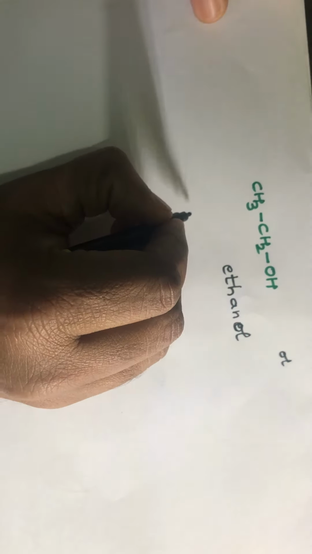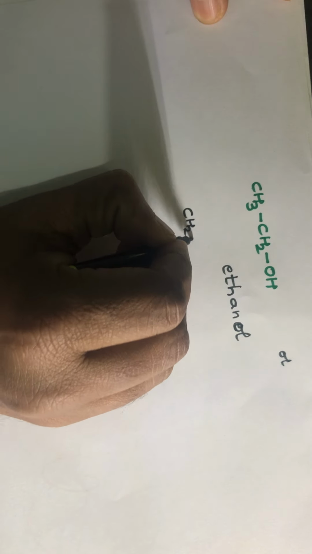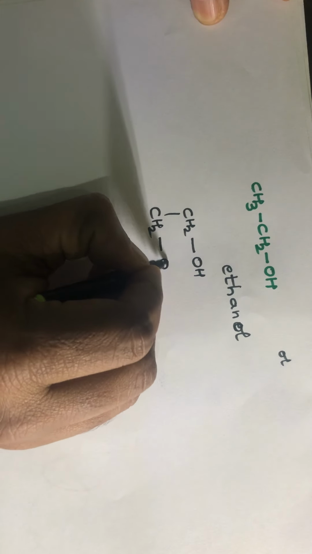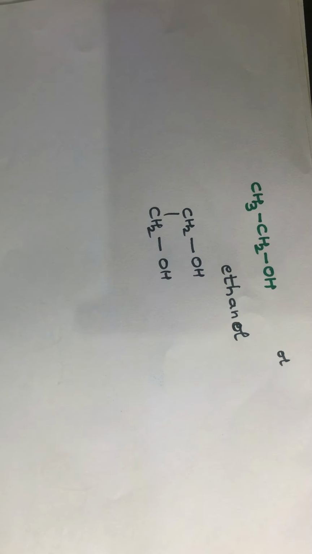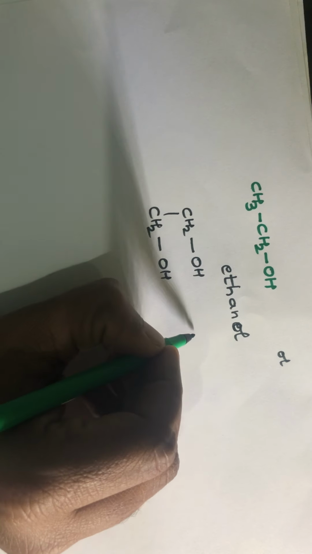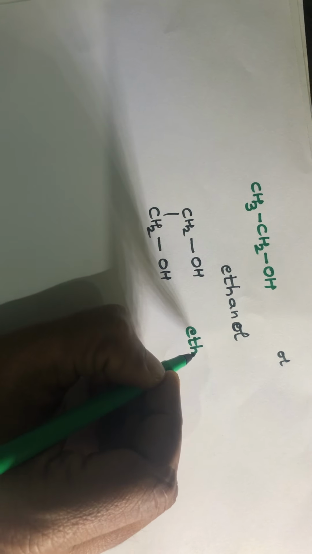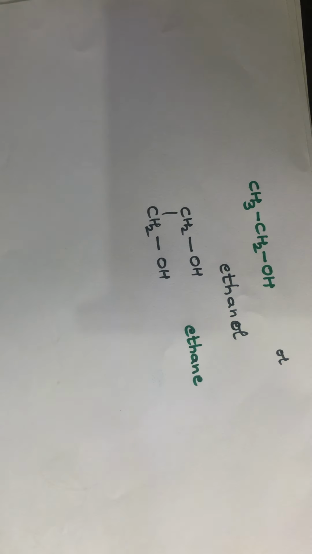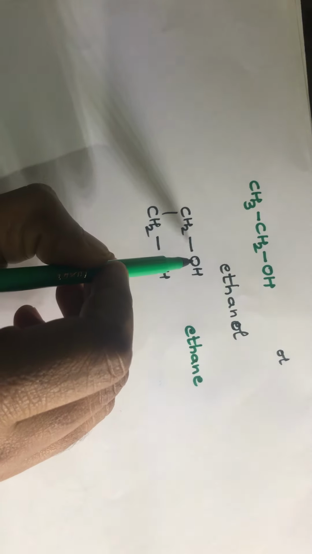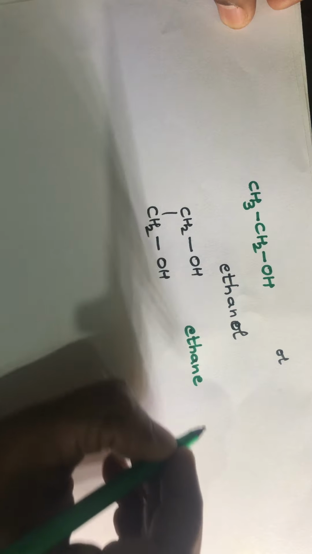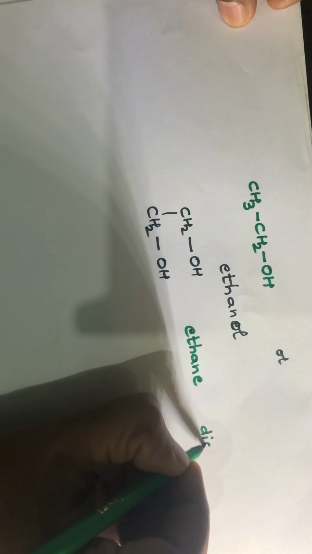Okay. If the molecule is like this, CH2OH, CH2OH. Let us see this. Right now, first the number of carbon atoms. How many carbon atoms? 2 carbon atoms. So root word eth. Carbon-carbon single bond, ethane. Ethane. Functional group is OH. OH means ol. 2 OH groups are there, so it is diol.